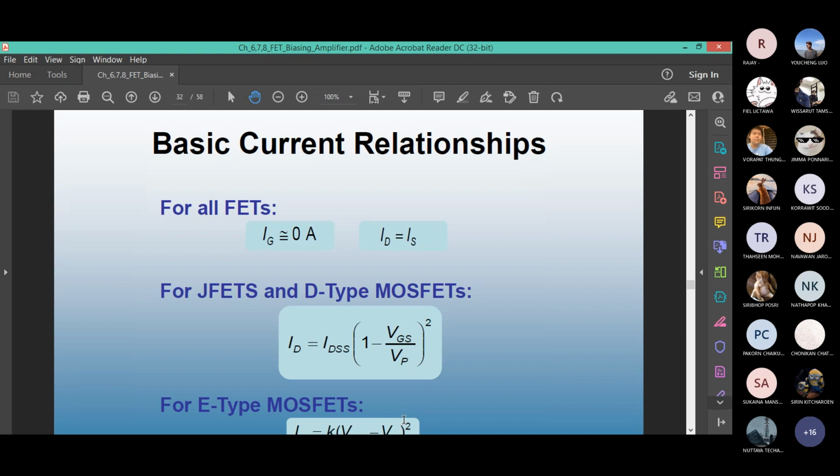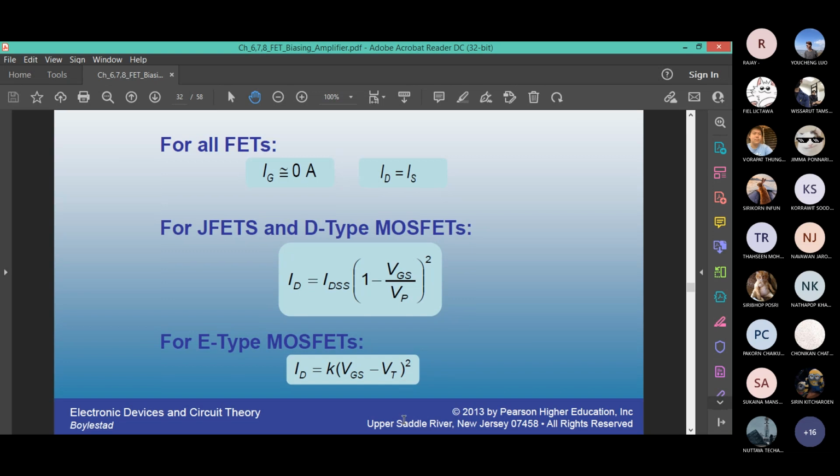Here are the basic current relationships. We always assume Ig approximated to 0 amp because of the high input impedance. The drain current is same as the source current. Why? If you think about the channel, the N channel, for example, the same current is coming from the drain and it's passing through the source. This is the Shockley equation, ID equals IDSS times 1 minus VGS over VP squared. And the bottom equation is for MOSFETs. If in any term I teach you MOSFET problem solving, then I do it. This time I did not do problem solving for MOSFET.